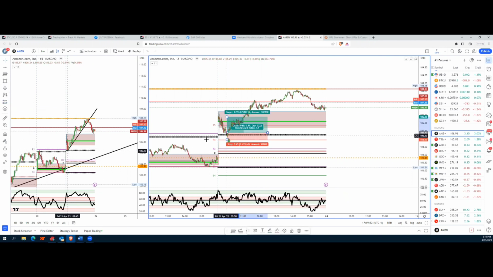Again, below structure, there's nothing there. I'm going to go below R4 to give it some space. And this trade gave you 3.78 to 1.